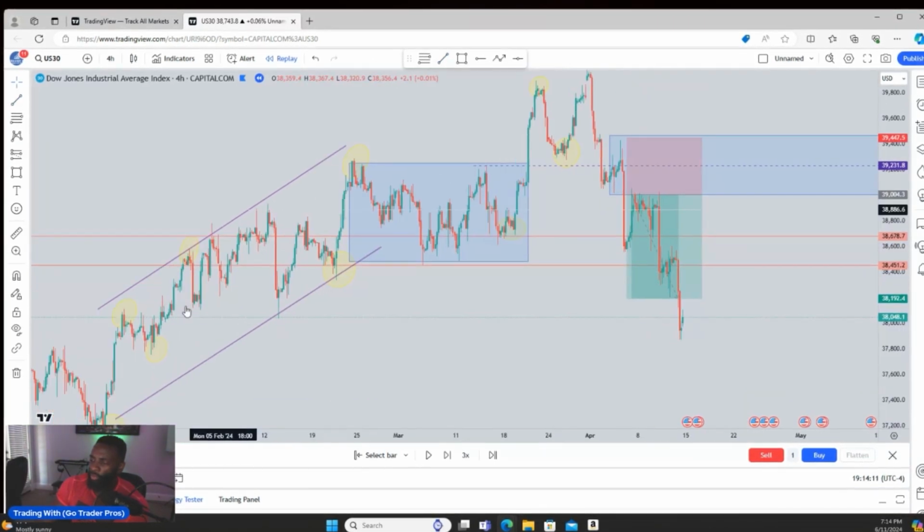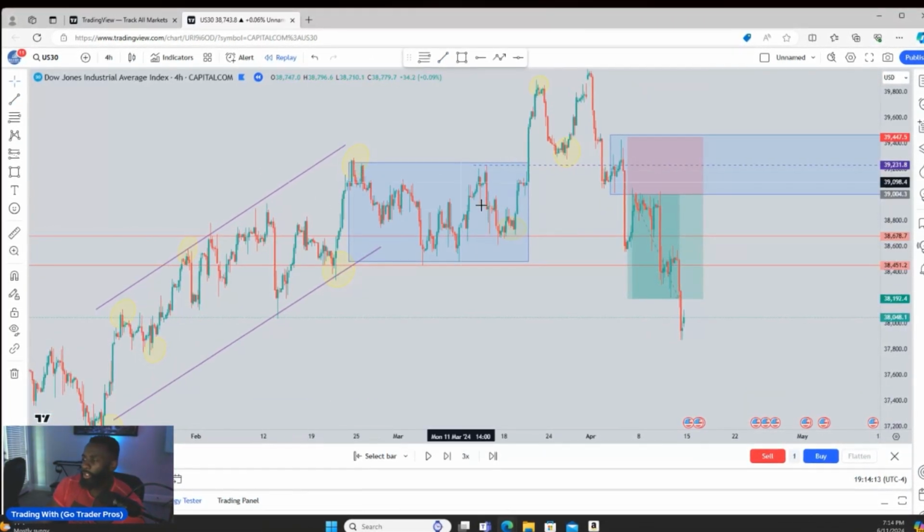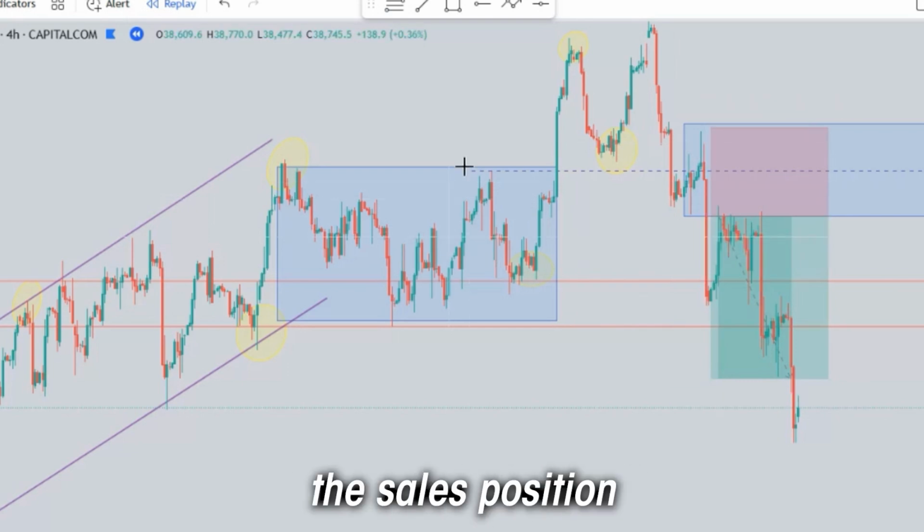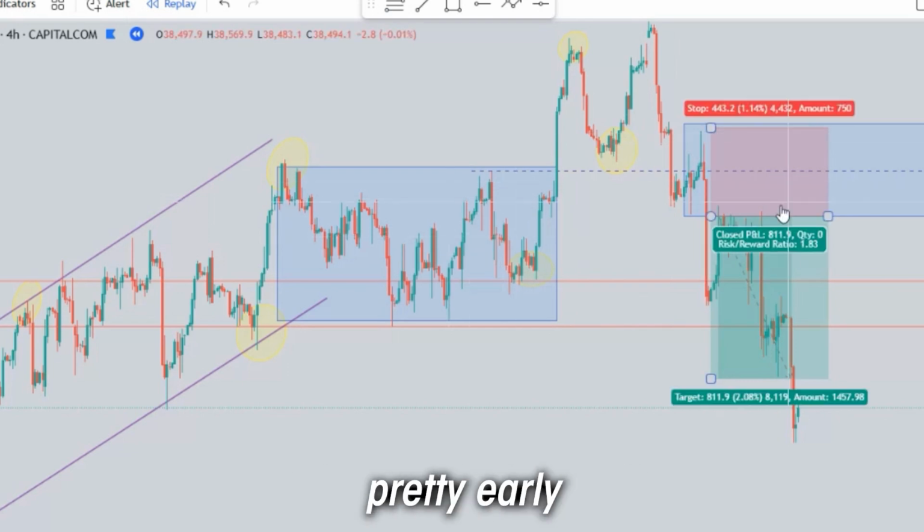Then once the market pushed up good, did a consolidation, it pushed up some more. Once it started breaking the new highs and start breaking the new higher lows, that's when you're supposed to be trying to go into the sales position. Caught the market pretty early right here.